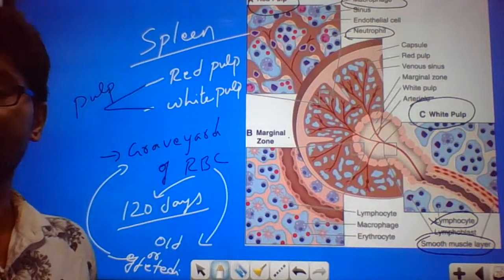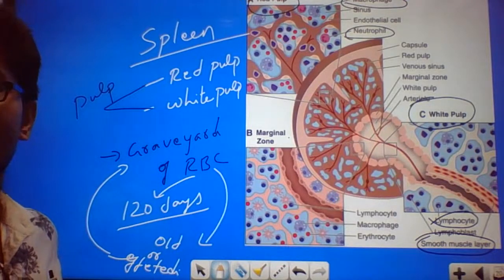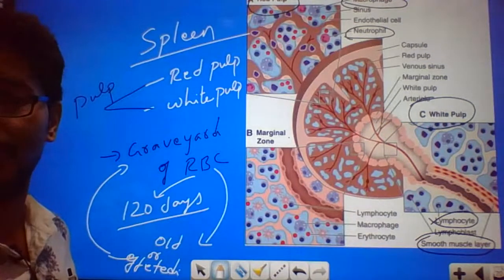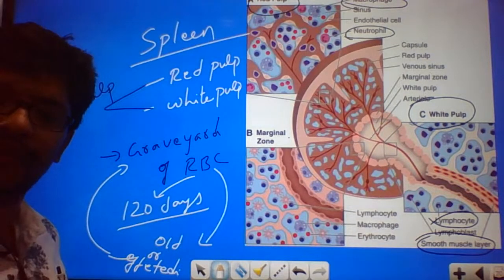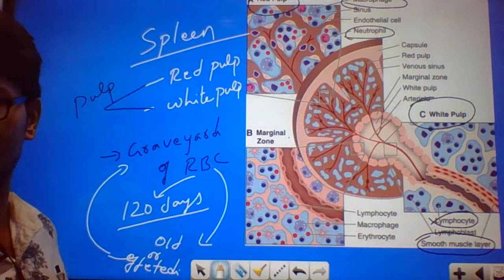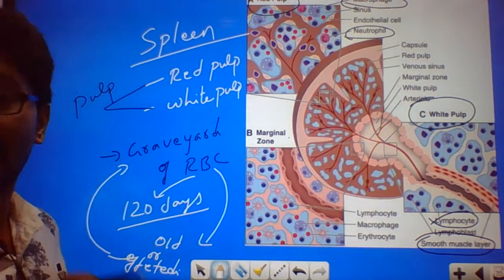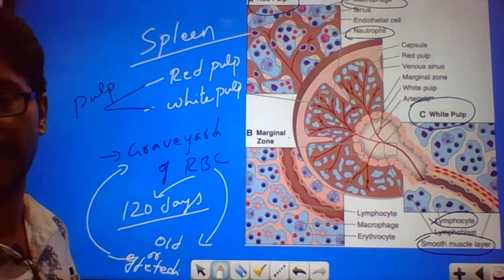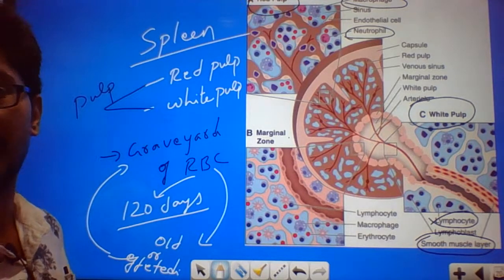That is the reason we recommend that people donate blood. Why do we say it is good to donate blood often? Because whether you donate blood or not, the RBC is going to die in 120 days anyway. Before it dies, if you donate the blood to someone, you can save that person's life. That is why we say donate blood.